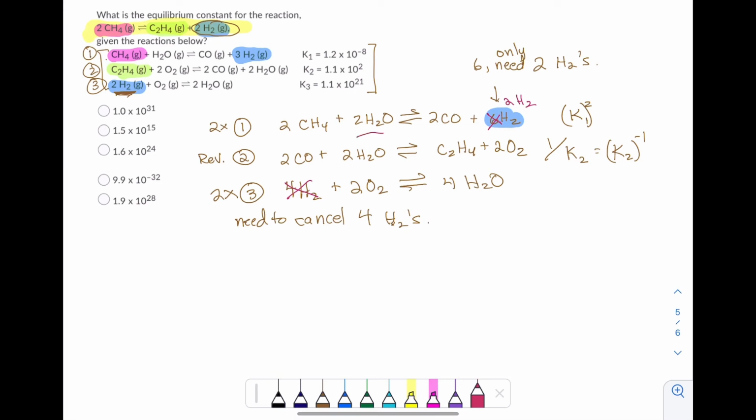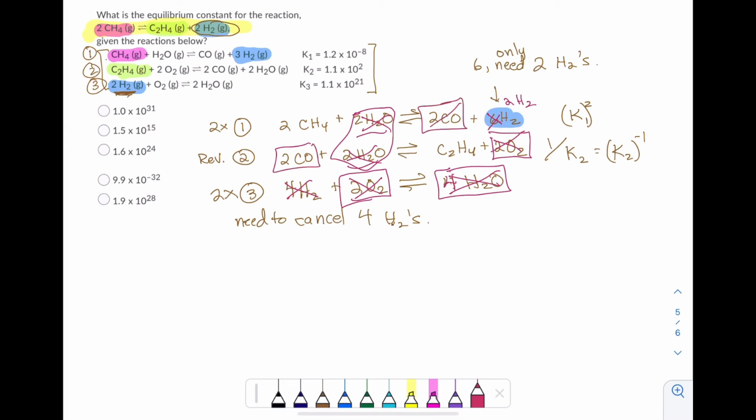You'll notice on the left, I have 4 H2Os all together, and I have 4 H2Os on the right. So all my H2Os cancel, and it's a good thing they cancel because I don't need them in my final reaction. I also see 2 O2s here on the left and 2 O2s on the right, and they cancel. And lastly, I see 2 COs on the left and 2 COs on the right that they cancel.